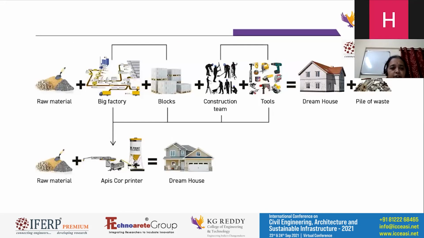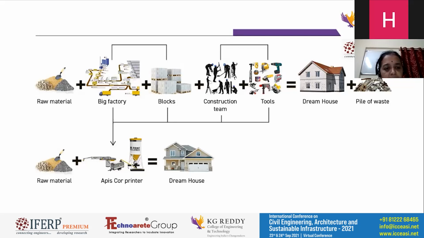So in actual, when we think to construct our dream house or any building in the conventional method, we use raw materials, then we require big factories for cement and brick manufacturing and other materials. Then we require the blocks. After that, a construction team or manpower is required, and tools or heavy equipment are required. Using all these, much more time is required, and after that we complete our dream house. Along with that, so much waste is also on the site.